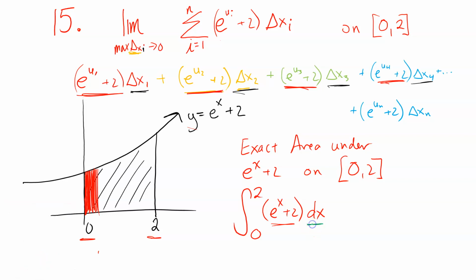Where did dx come from? Well, dx is an infinitesimal, a very small width, and that came from all of these delta x's. Each of these areas is width times height, width times height, width times height. The dx is an infinitesimally small width when we're talking about infinitely many rectangles in a finite area.